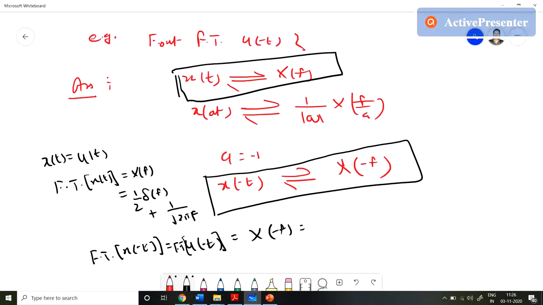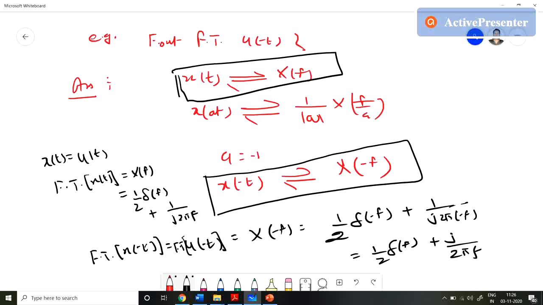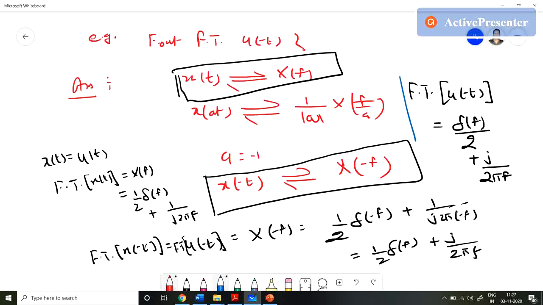So x minus f, instead of f we are going to replace with minus f, and it is equal to j2 pi minus f, and since it is an even function, it will remain the same, and this 1 divided by minus j will become j 2 pi f. So this is the Fourier transform. So Fourier transform of u minus t is equal to del f divided by 2 plus j divided by 2 pi f.